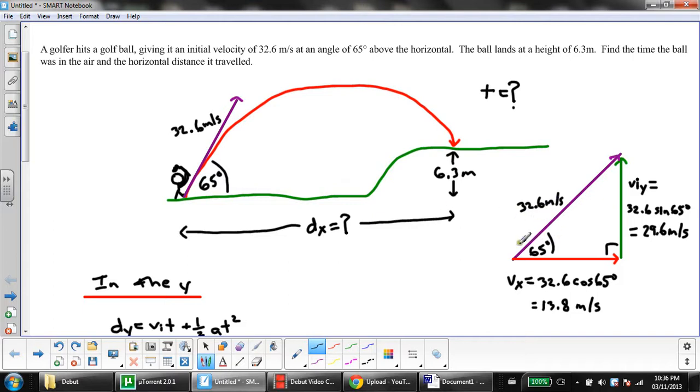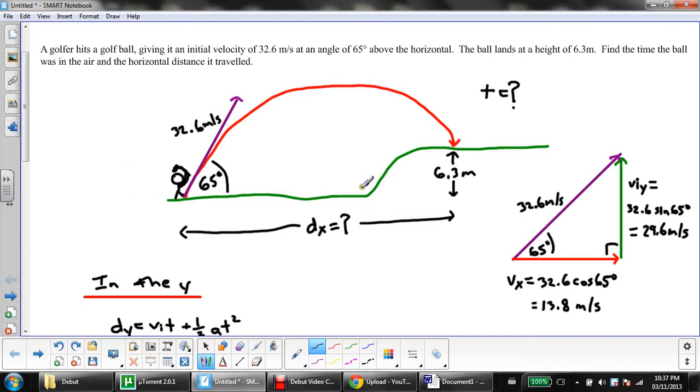So over here I've drawn a little triangle, 32.6 meters per second, there it is, angle of 65, and I just want to find the y part and the x part. The x part is adjacent to the angle, so I used cos of 65, and I got 13.8. The y is opposite that angle, so I used sine of 65, and I got 29.6.